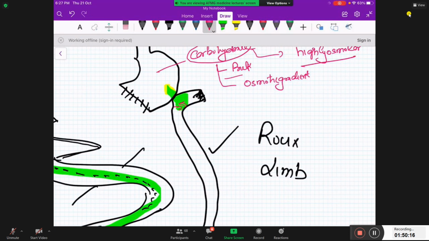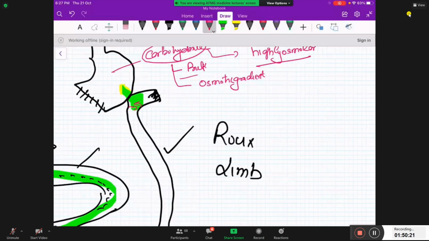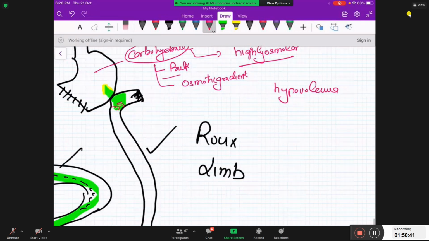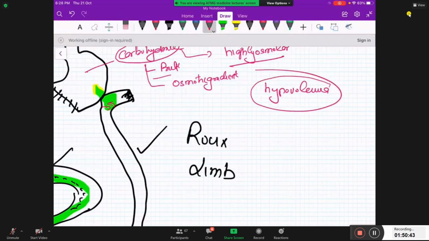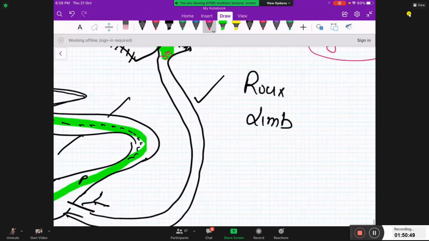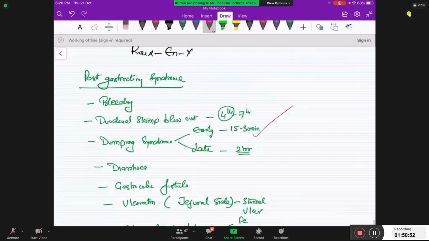So when the fluid comes from the cells of the jejunum to the lumen, the body perceives as if somewhere hypovolemia is happening. Because the fluid has come from the cellular compartment to the luminal compartment, the body will start getting symptoms of hypovolemia. So this symptom of hypovolemia which the patient is developing immediately after taking meals is called early dumping.